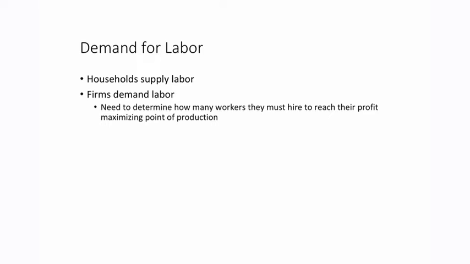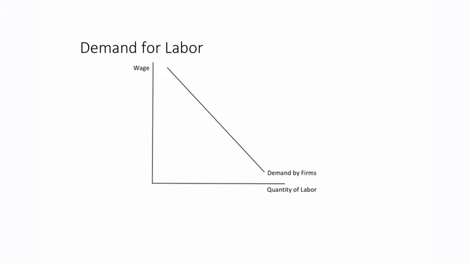So as an example, let's look at labor as a factor of production. Households supply labor. They supply the workforce. And firms demand labor. They're going to demand the number of workers depending on how much of a given good or service they want to produce. The demand for labor will be a downward sloping line. As you can observe here, on the x-axis we have the quantity of labor, and on the y-axis we have the wage or the price of labor. The demand comes from the firms.